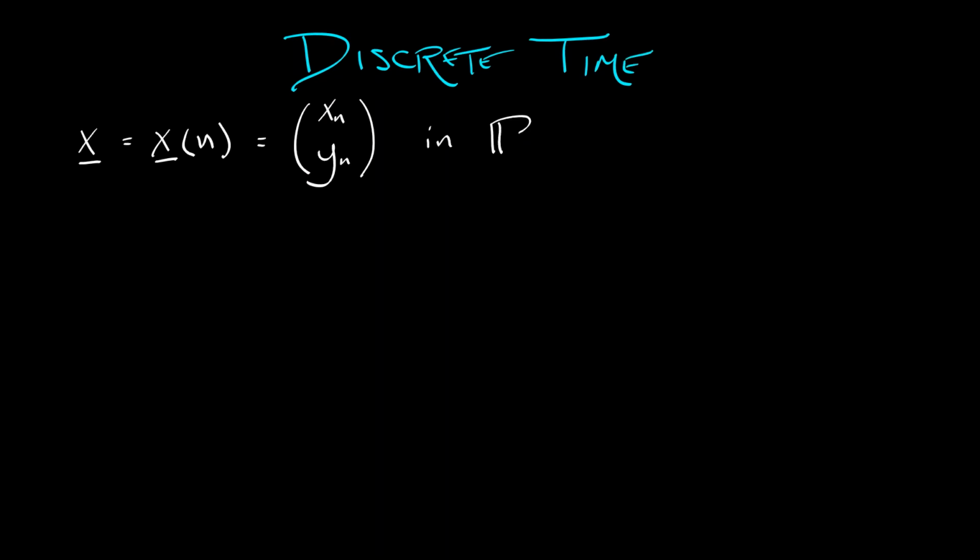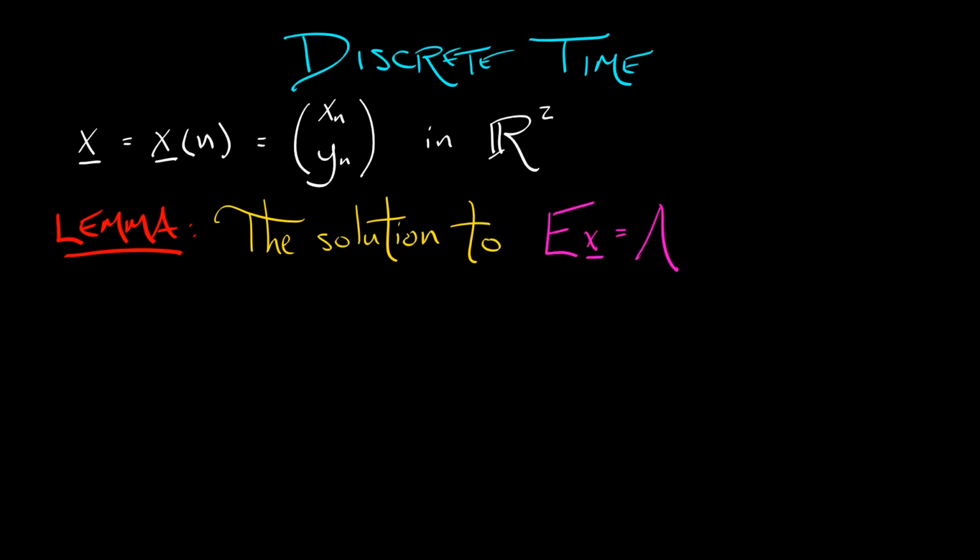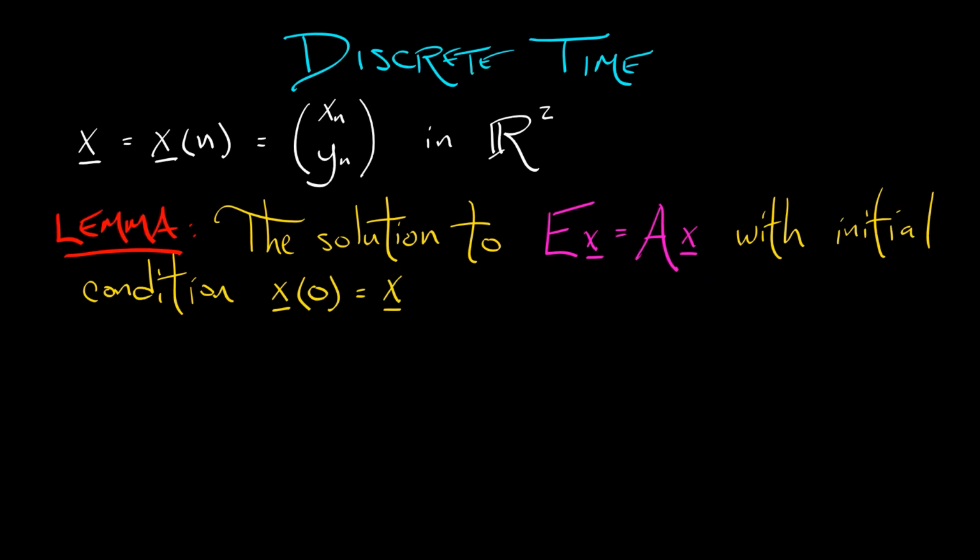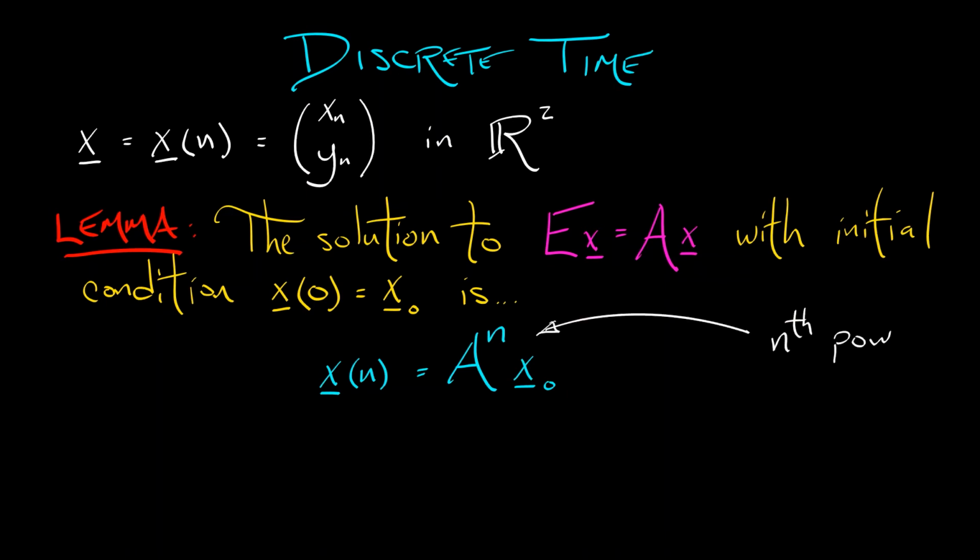All right, so in discrete time, we have our vector of variables x in R². Here's the lemma. The solution to the linear system Ex equals Ax, having an initial condition x naught, that is x at time 0, is the following. x as a function of discrete time n is A to the n times x naught, where by A to the n, I mean the nth power of this matrix, A times A times A times A times A. It's a square matrix, so you can do that.